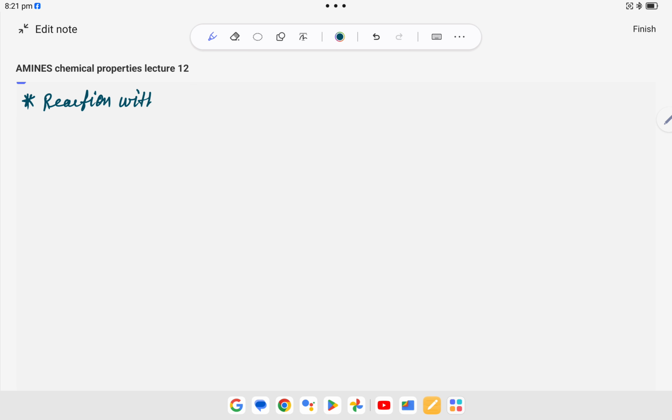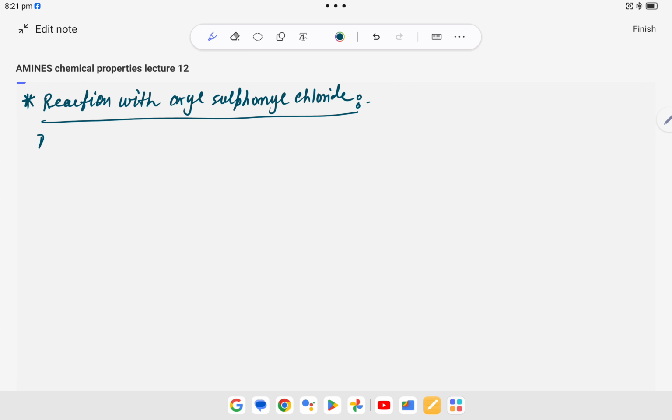Reaction with aryl sulphonyl chloride. What is aryl sulphonyl chloride, children? C6H5 SO2Cl, sulphonyl chloride, with the aryl group attached.